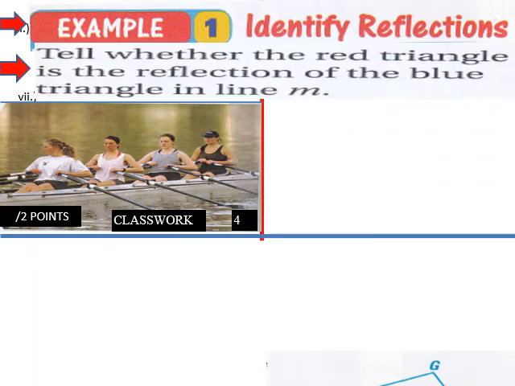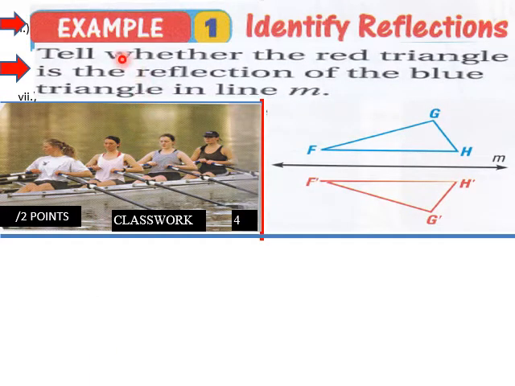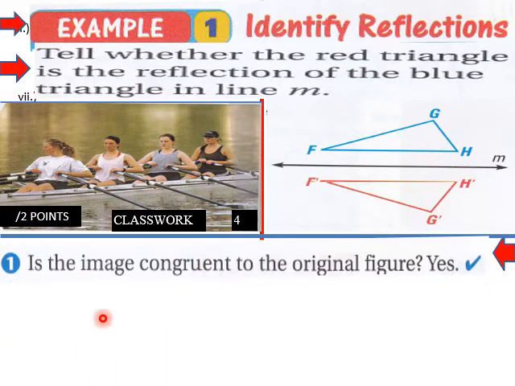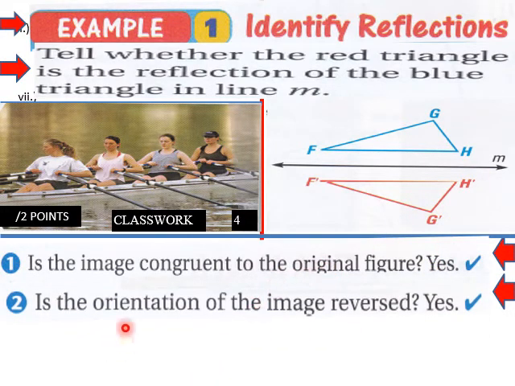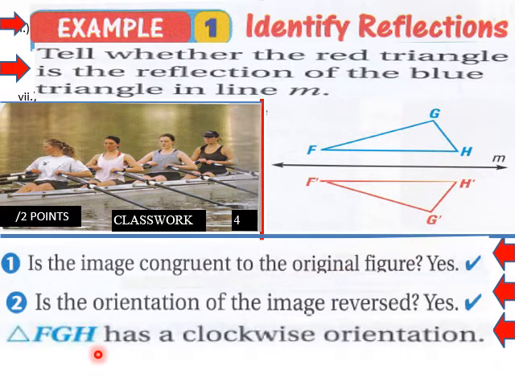Okay, we're going to get into an example here. Identify reflections. Tell whether the red triangle is the reflection of the blue triangle in line M. So is this our line of reflection for these two objects? Is the image congruent to the original figure? Yeah, it looks like it is. Is the orientation of the image reversed? This is down here now. Yes.